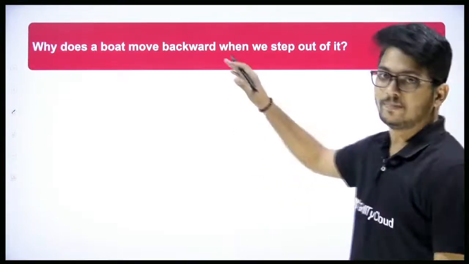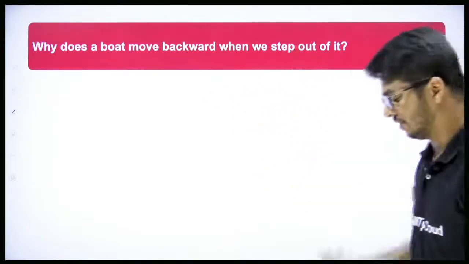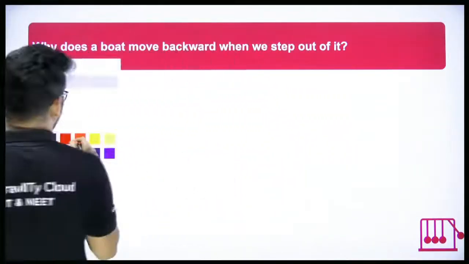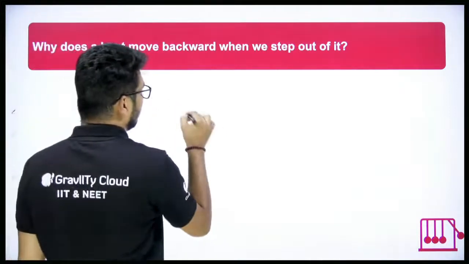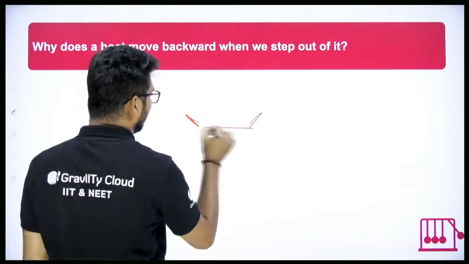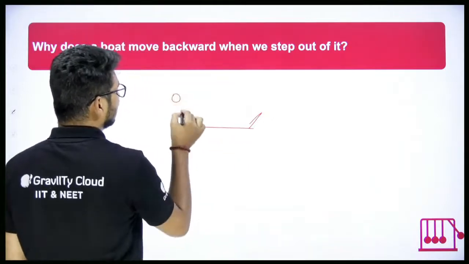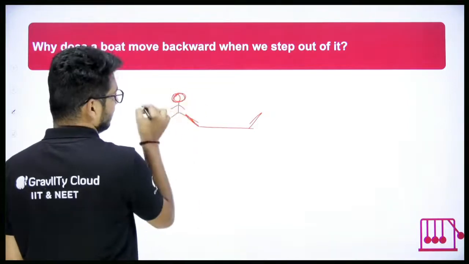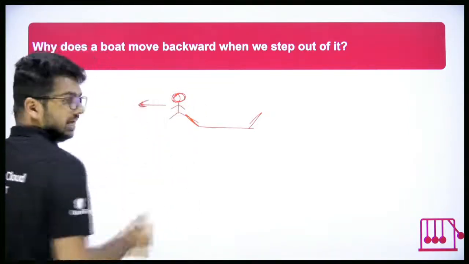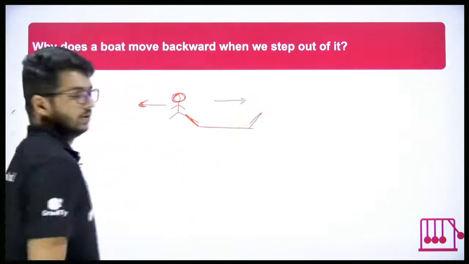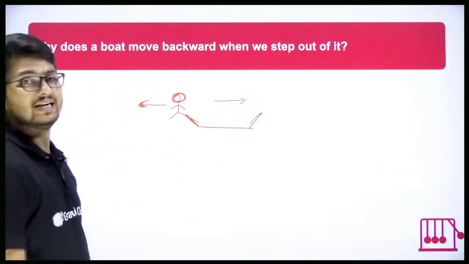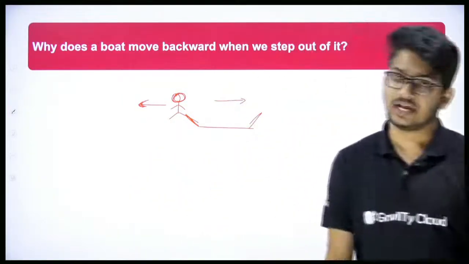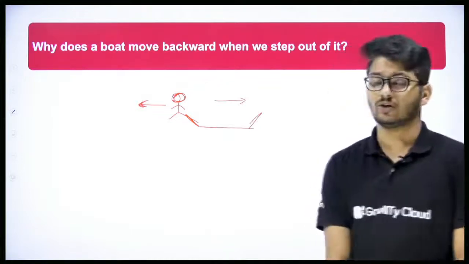Next. Why does a boat move backward when we step out of it? Imagine this. This is, let's say, a boat. And there is a person who is just stepping out of it. He is going in this way. Stepping out, then the boat moves backward. Now, why does this happen? Everyone, why does this happen? It's something which actually happens in real life. Now, the question is, why?